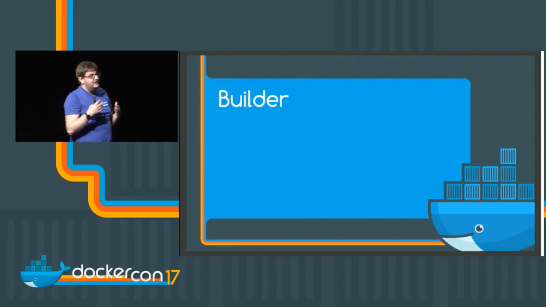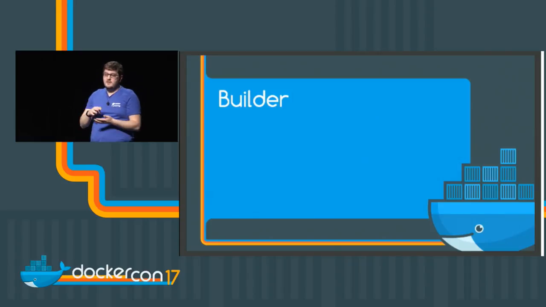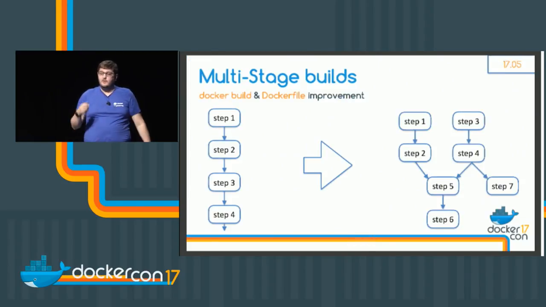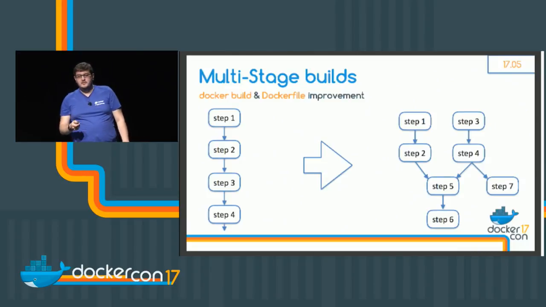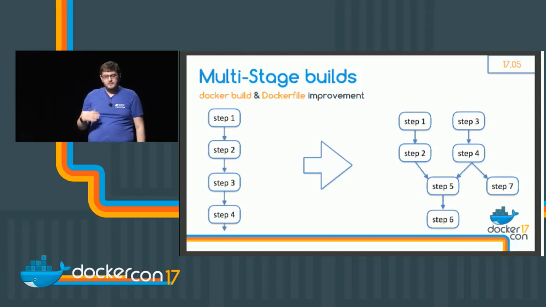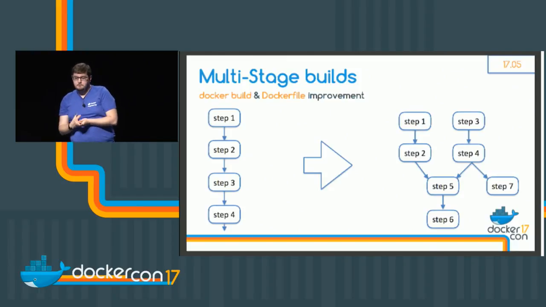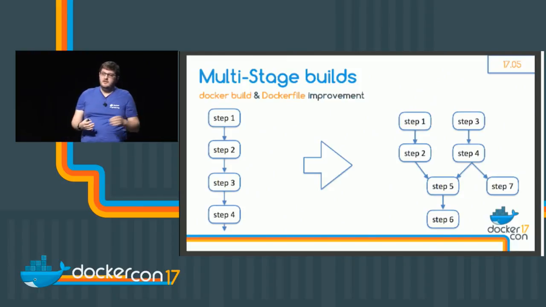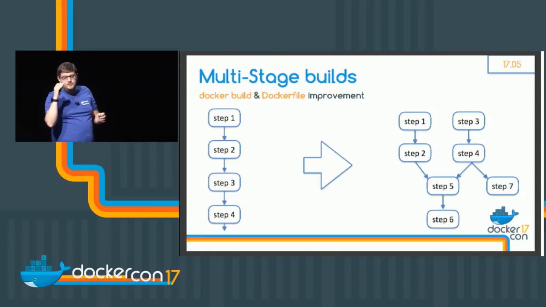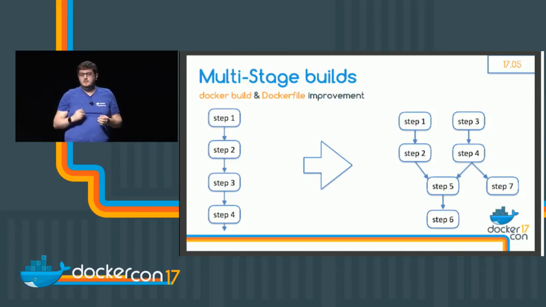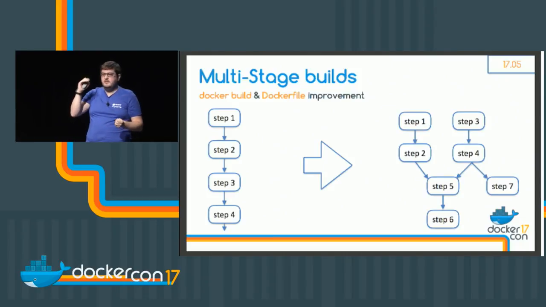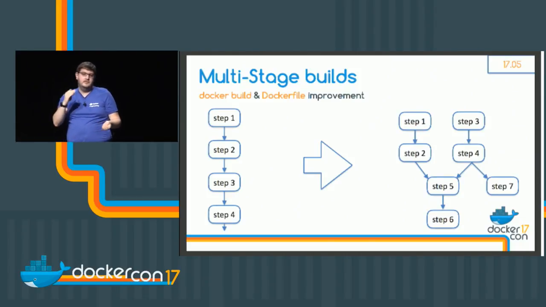And one of the new features we can do with the change we made is a multi-stage build. So you saw a demo this morning at the keynote, but I'm just going to go over it, maybe with some more details. So on the left side, this is how the internals of the builder was working before. It was something really linear. The output of one step was used to create the next step, and so on and so on.